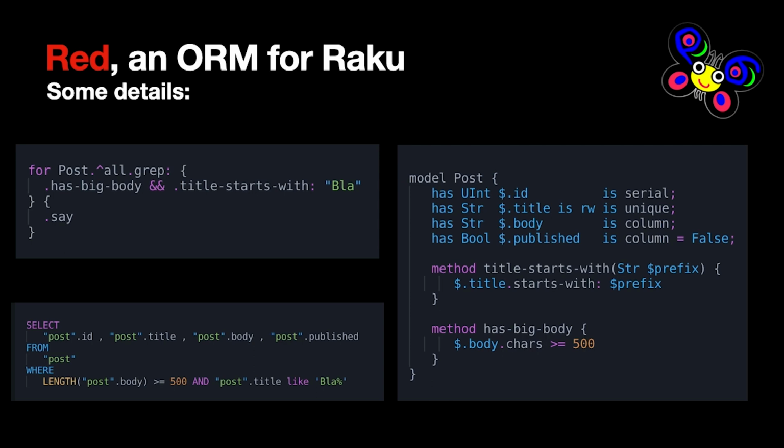But the thing is, it only works because we are using methods here and not attributes. Red tries to understand what the grep and map blocks are doing. It calls the methods and everything. It uses type objects for type model objects. So if you try to use a method inside of a grep and that method uses an attribute, it would throw an exception.